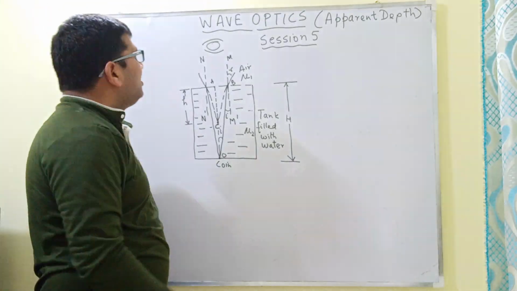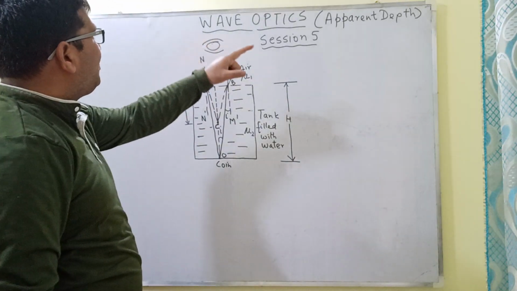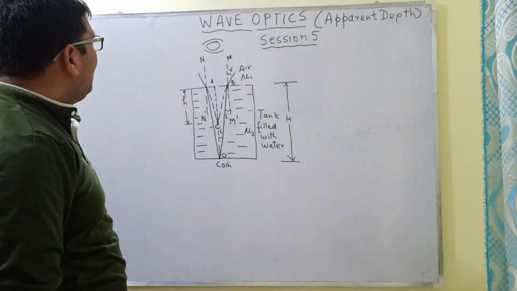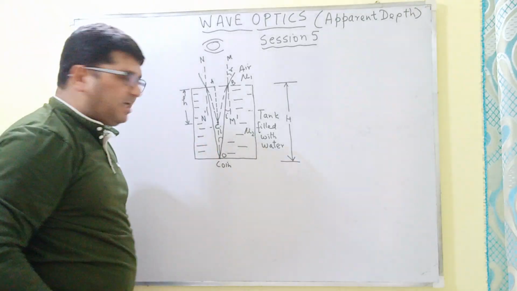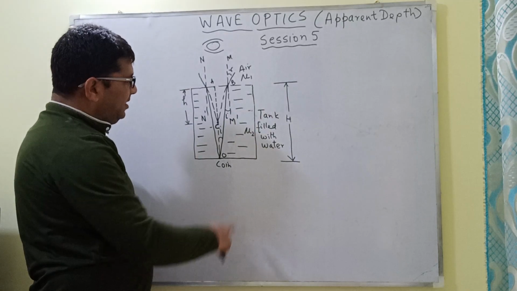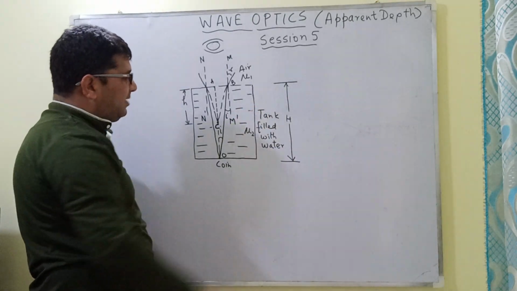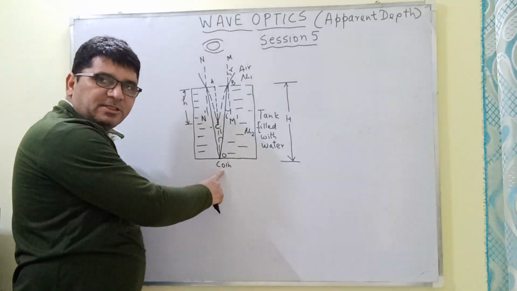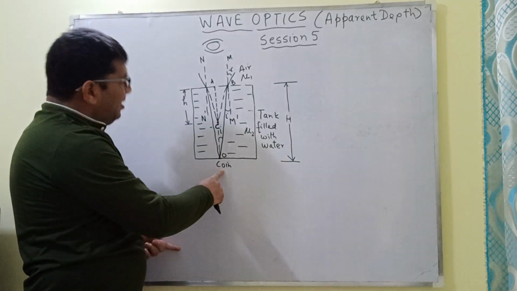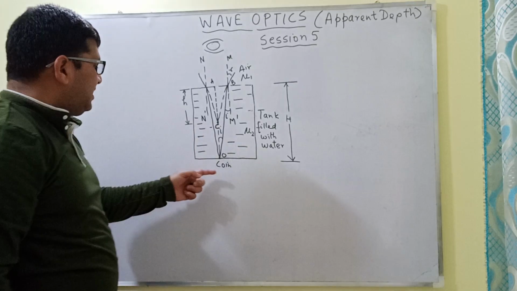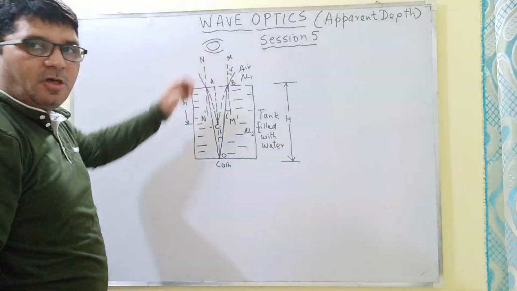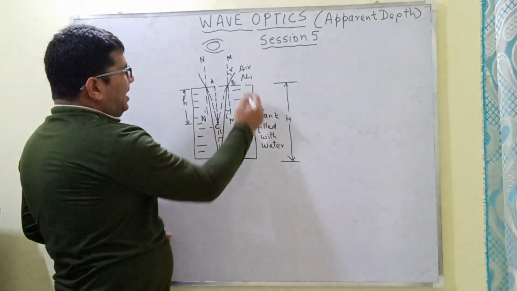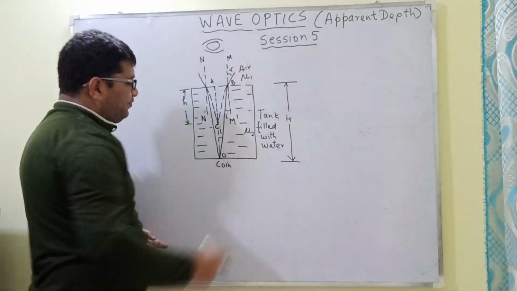Welcome back, students. Today is session 5 of wave optics and the topic is apparent depth. In order to save time, I have already drawn one diagram here in which there is a tank which is filled with water, and there is a coin lying at the bottom of this tank, and there is a person who is sighting this coin from the top. Now this is water and this medium is air.